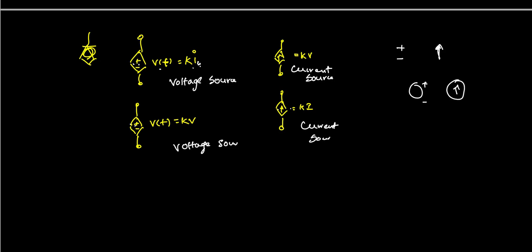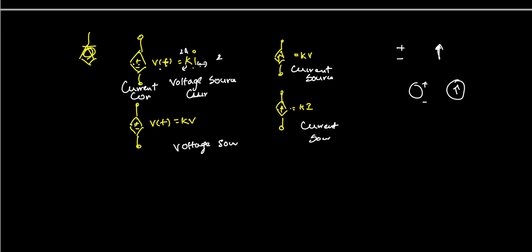Suppose a constant 2 is given. Suppose this I is 2 amperes. So 2 into 2 is 4 amperes. So this is a current control voltage source, since the voltage is a function of current.